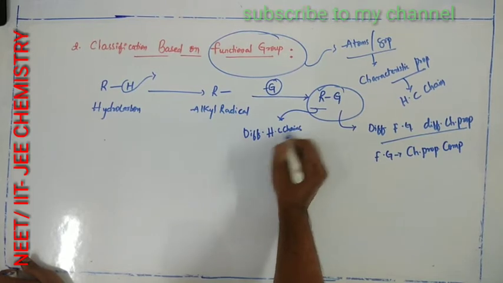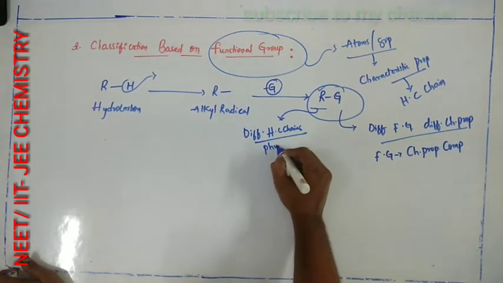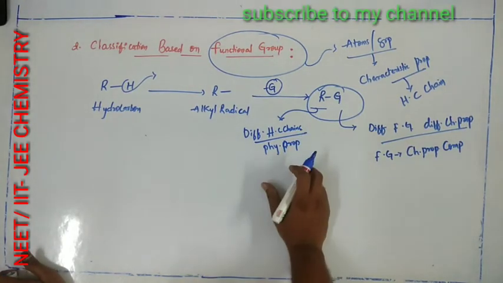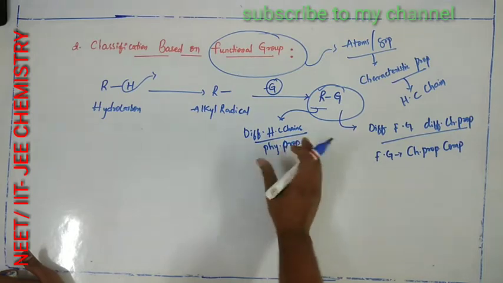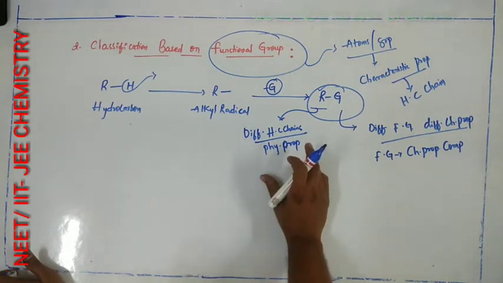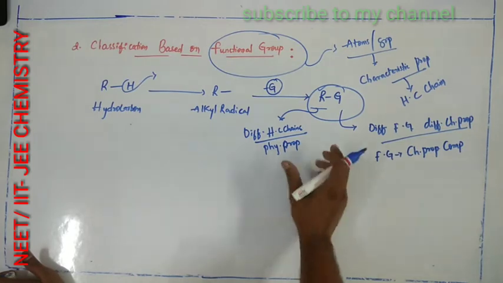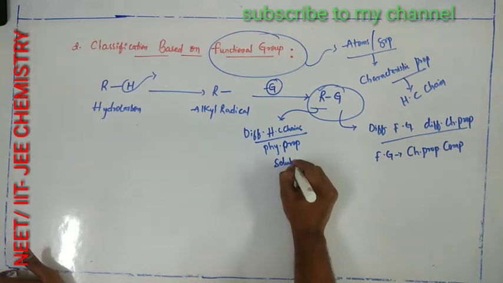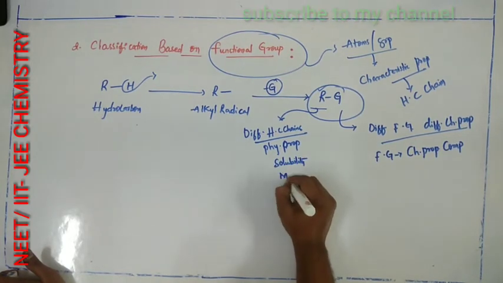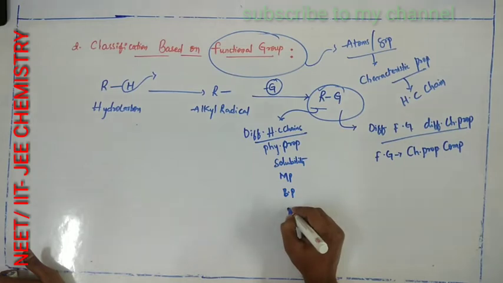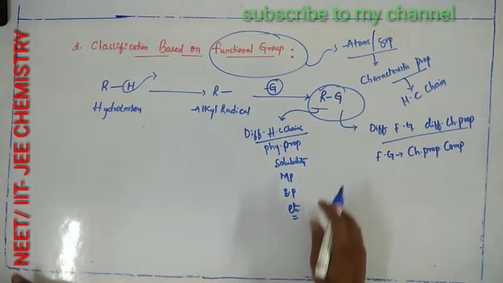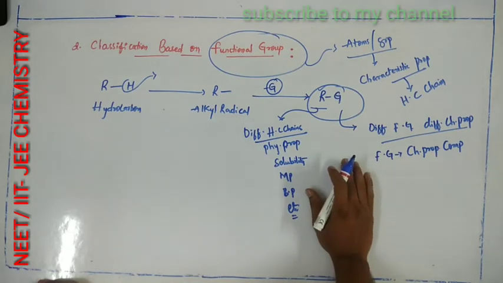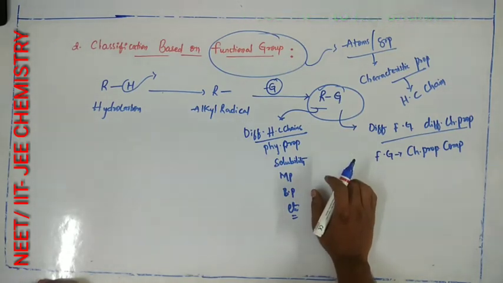different hydrocarbon chains decide the physical properties of a compound. Different alkyl groups, such as hydrocarbon chains, vary in the length of the chain or branches, so they can influence physical properties such as solubility, melting point, boiling point, etc. So the alkyl group decides the physical properties and the functional group decides the chemical properties of a compound.